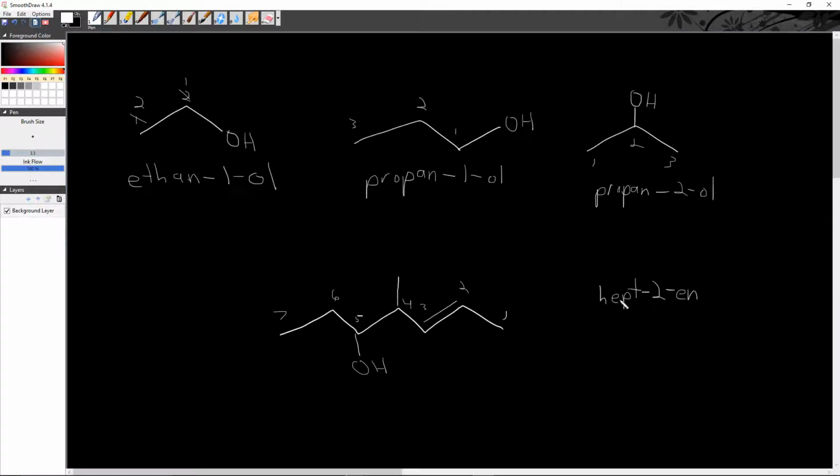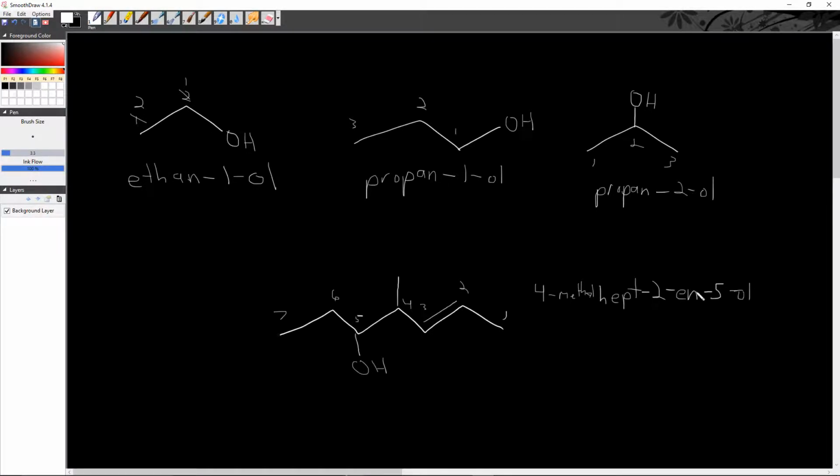Next, I need to indicate that hydroxyl group. So it ends with OL. So hept-2-en-, let's see, that hydroxyl group is on number 5, so 5-ol. We're actually probably not going to name it like that, but in this case, let's just make it crazy. And then we have 1, 2, 3, 4. We have a methyl group on 4, so 4-methyl. Squeeze that in there.